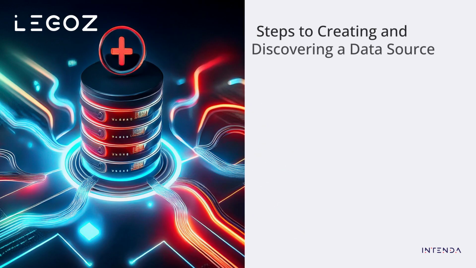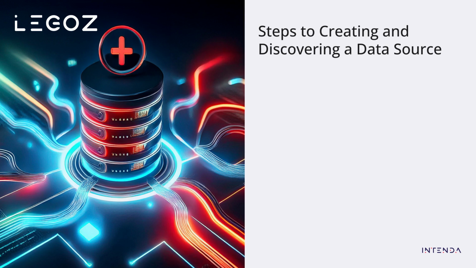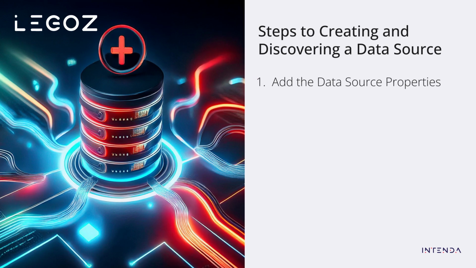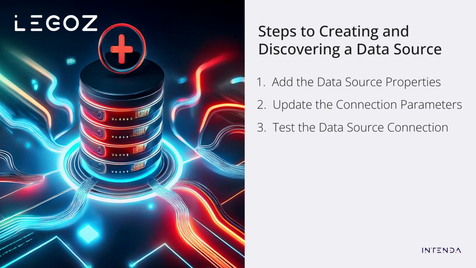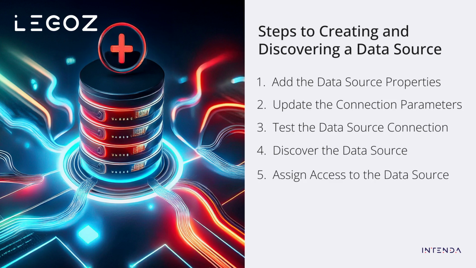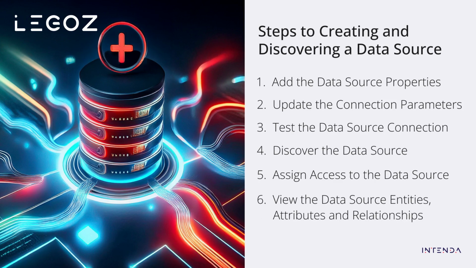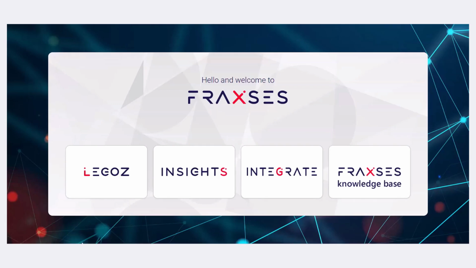There are several steps that must be completed when creating and discovering a new data source. Firstly, the data source properties are added. Then the values must be entered for the data source parameters. Once the data source connection is tested, the data source can be discovered, and other roles granted access to the data source. The final step is to view the data source entities, attributes, and relationships, but this item will be discussed in a separate video. So let's get to it.